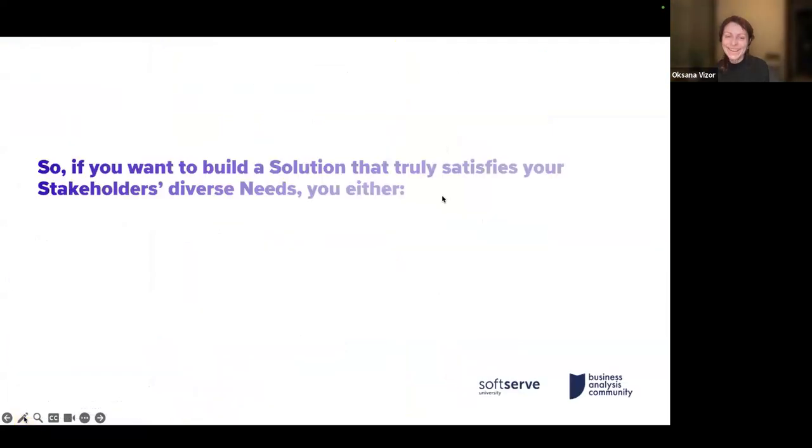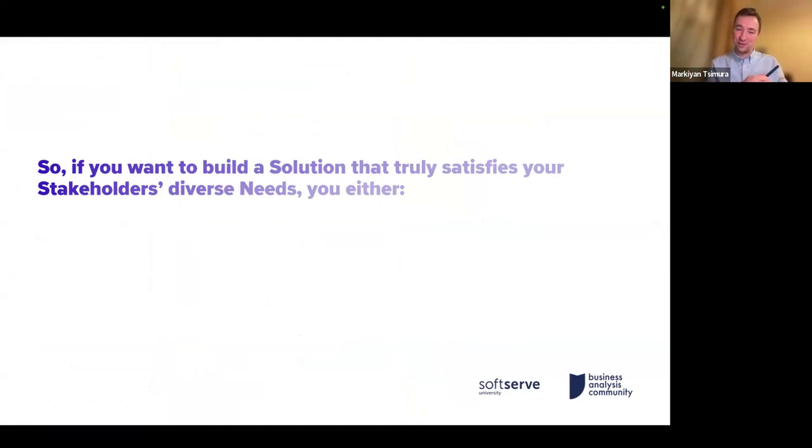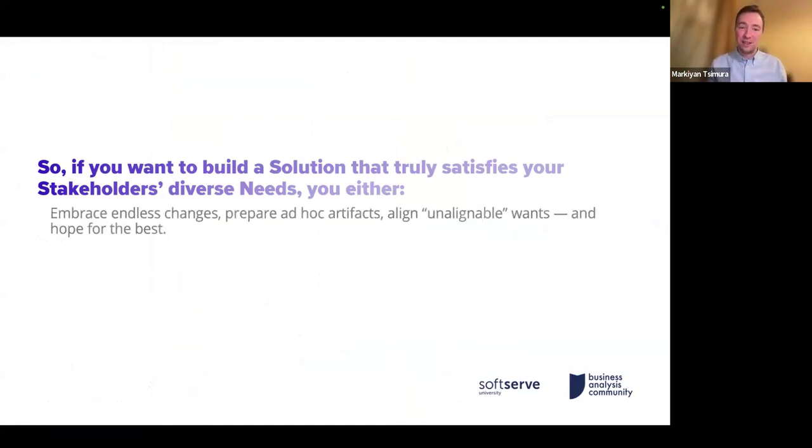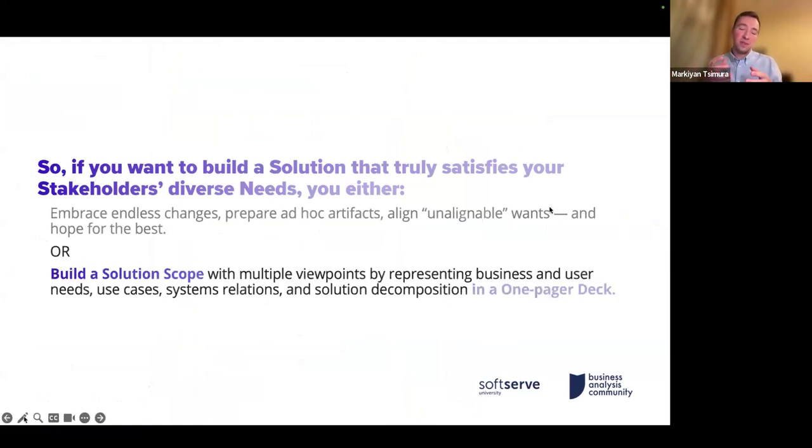Yeah. And so if you want to build a solution that truly satisfies your stakeholders' diverse needs, you either do something ad hoc and just add artifacts and put them in different places and have all those unaligned wants and needs and hope for the best, or you just build a solution scope.